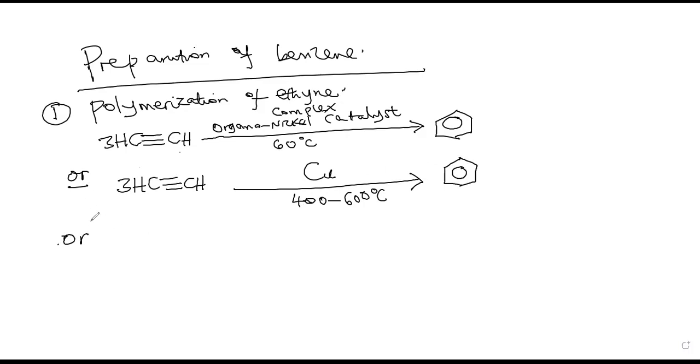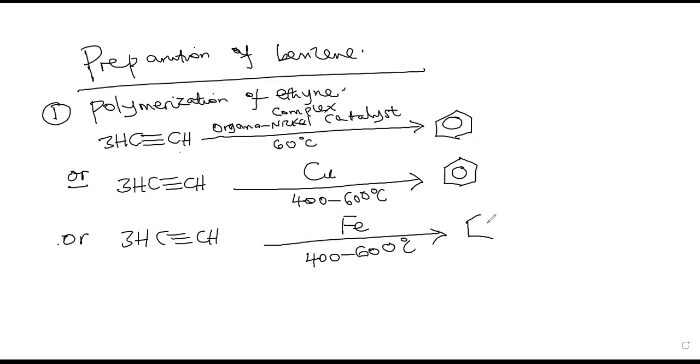Alternatively, still under polymerization of ethine, I'll use my 3 molecules of ethine, and I will heat this in the presence of iron catalyst, using the same temperature, 400 to 600 degrees Celsius. Still, this one will give me benzene. So all in all, these reactions can give you benzene through polymerization of ethine. That is number 1.